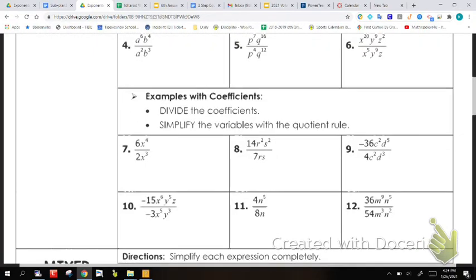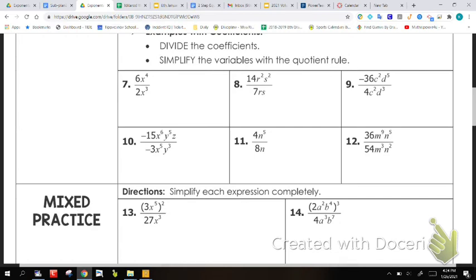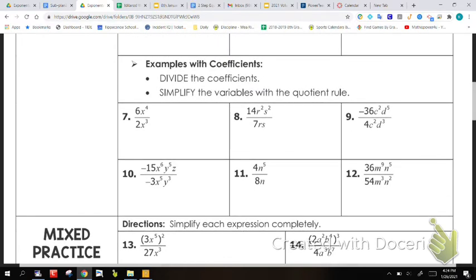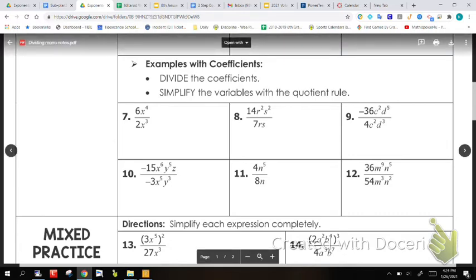Now, sometimes you're going to have coefficients. Remember, coefficients are the numbers in the front that are being multiplied by the variables. So if you have coefficients, remember those are numbers. Those are not exponents, so you don't want to use exponent rules on them. So you're going to divide the coefficients and then use your quotient rule on the exponents here. So for number 7, the 6 and the 2 are just numbers. So 6 divided by 2 is 3. And then x to the 4th divided by x to the 3rd would be x to the 1st.